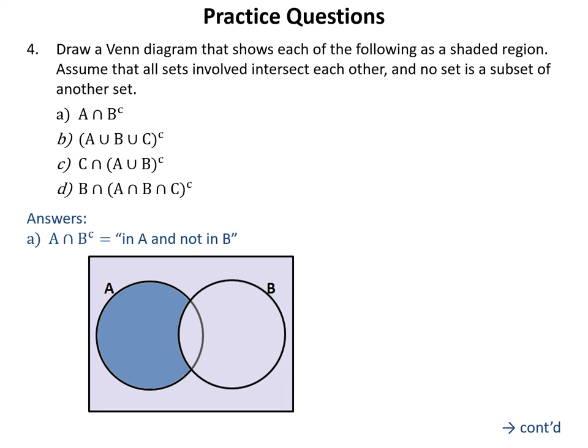So part A, we're asked to draw a Venn diagram for A intersect B complement. Now that's the same as being in A and not in B. So for the Venn diagram, we draw our universal set as a rectangle, and we draw overlapping circles for sets A and B, and we shade in, as we see here in dark blue, the region that is the part of A that's not in B. And that's the answer that we see.